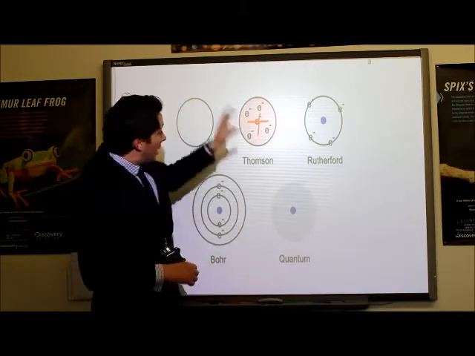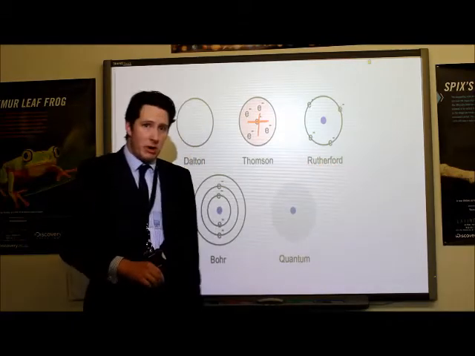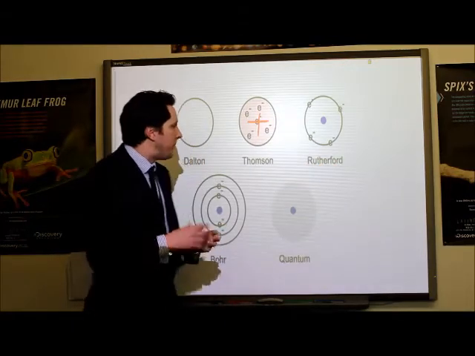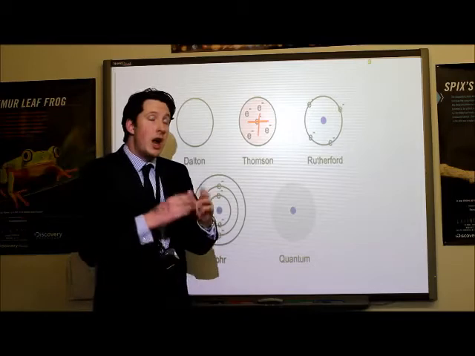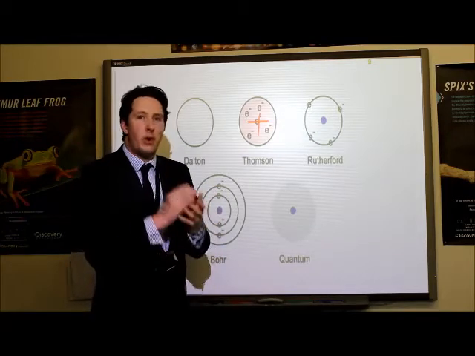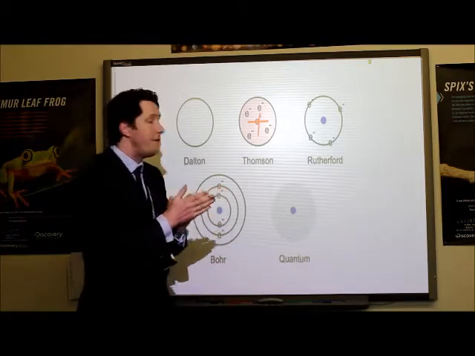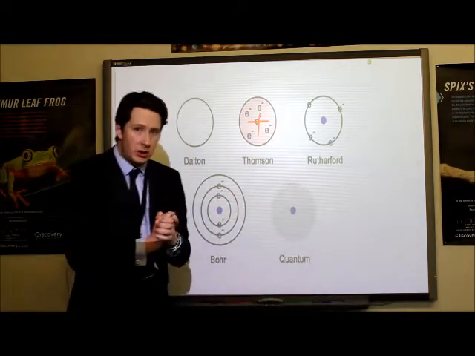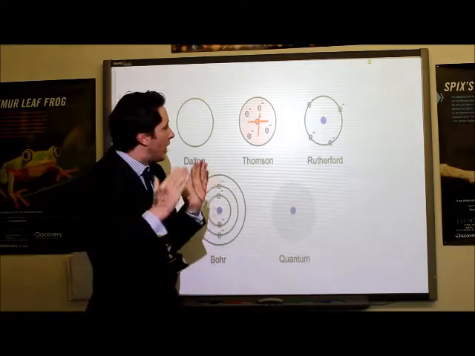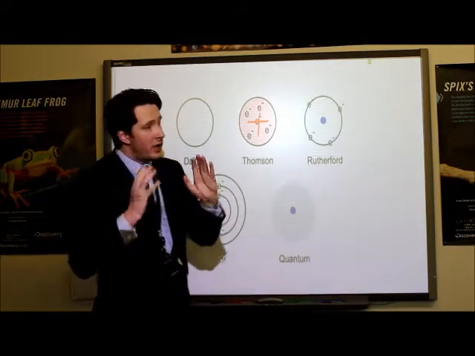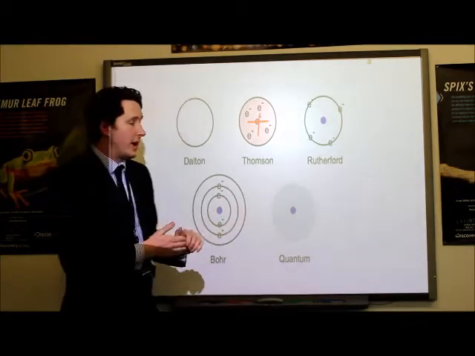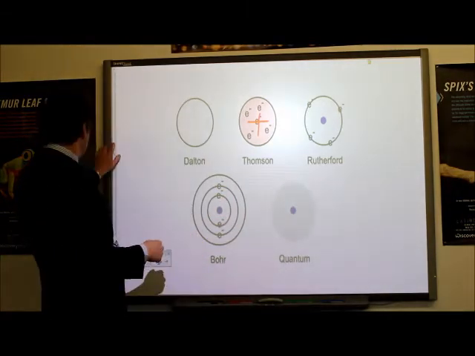Okay? A very clever guy called Rutherford came along, and he did an experiment. His experiment relied on a very, very thin piece of gold foil, which he fired a type of radiation called alpha radiation at. He did this in a vacuum, so the alpha radiation was able to move in a straight line through the bit of gold foil.